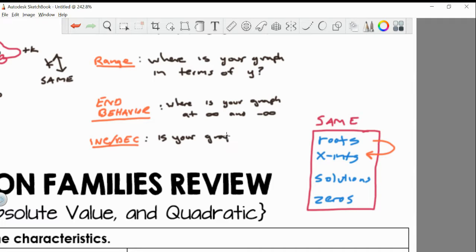Is your graph going up or down? Again, another very basic kind of question. Is your graph going up or down? It doesn't take rocket science to look at a graph and decide whether it's going up or going down.